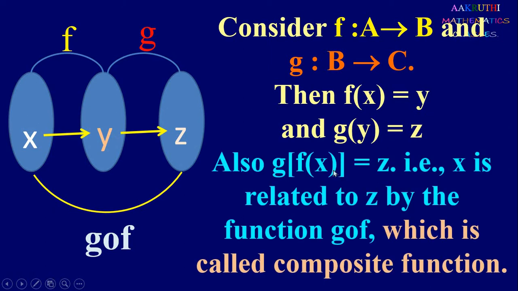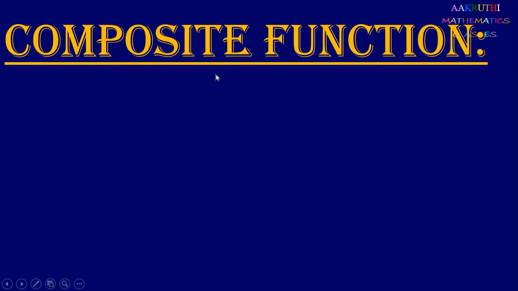Then g of f of x, that is, x is related to z by the function g composite f, which is called composite function. Now x is related to z by the function g composite f. So this is called as composite function. This is composite of g and f. Here x is related to z by the function g composite f. So now we say the definition of composite function.